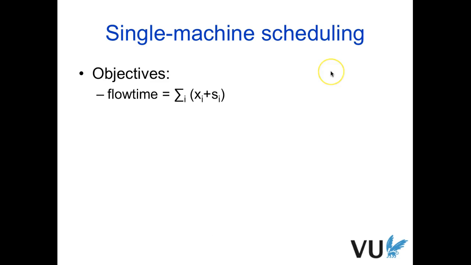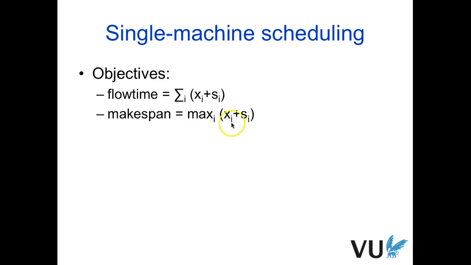Next thing we discuss are the objectives. One possible objective is the flow time. The flow time, as you see it here, is the sum of the finish times of all jobs. So xi plus si is when you finish job i, and this is the sum of their finish times. You don't see the due dates in here, but for certain problems this is a good objective.